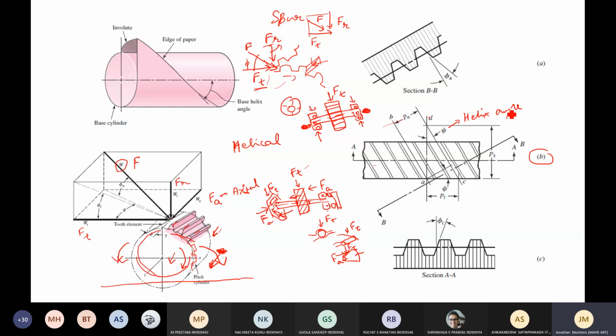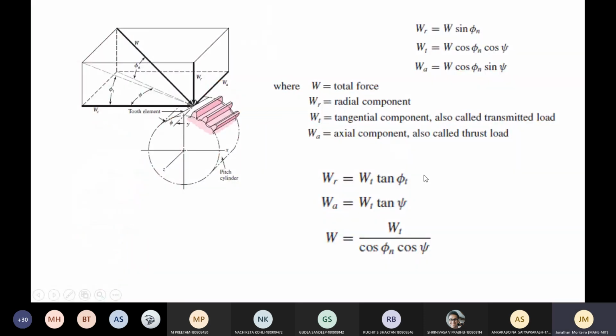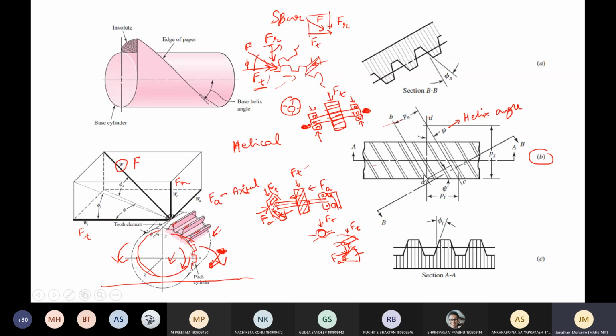Helix angle. Now, as you can see, this helix angle exists with respect to what? With respect to the axis of rotation. The entire gear system rotates over here, around this axis. So this is the axis of rotation that we are talking about.